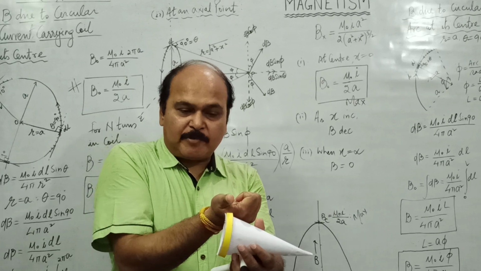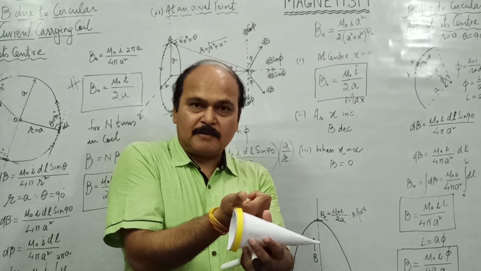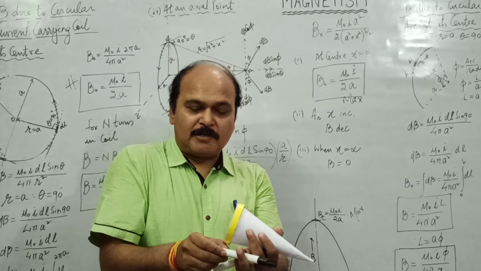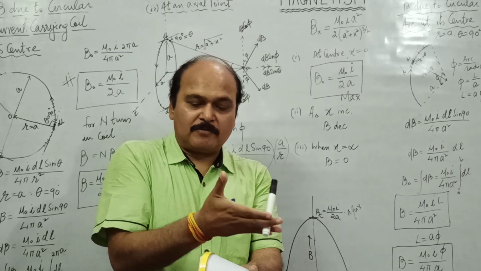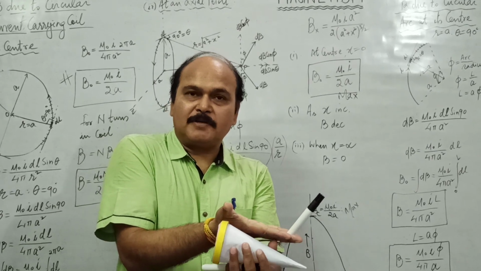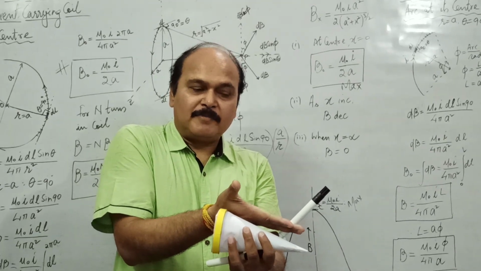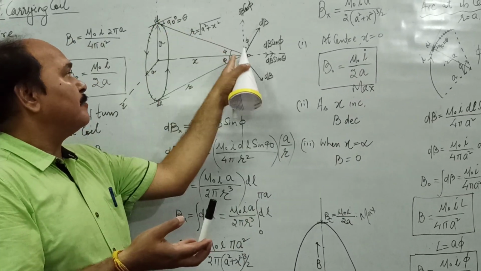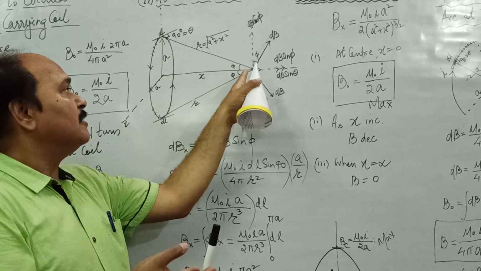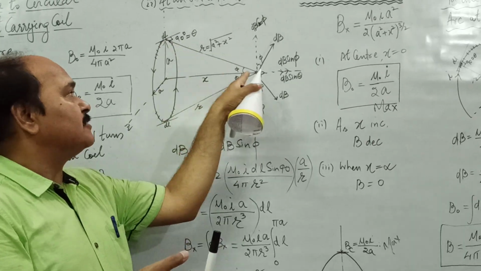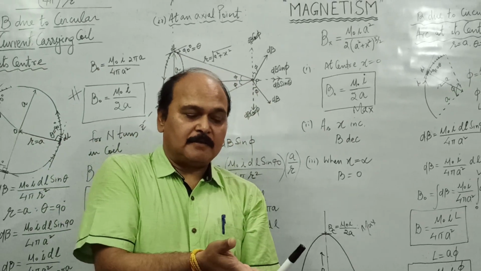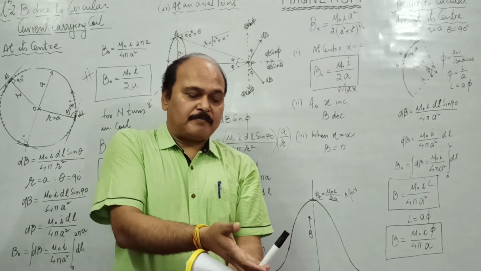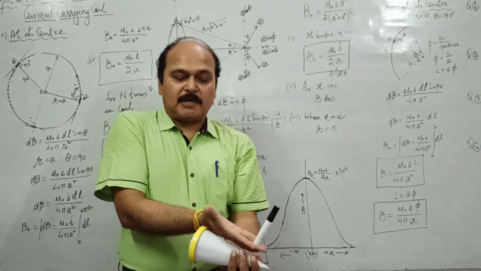Let us place the thumb along this current and take our finger to the point where the magnetic field is to be found out. Let us spread our palm. This incline you can see is the palm, like this, and the direction normal to the incline is going to be the direction of magnetic field.